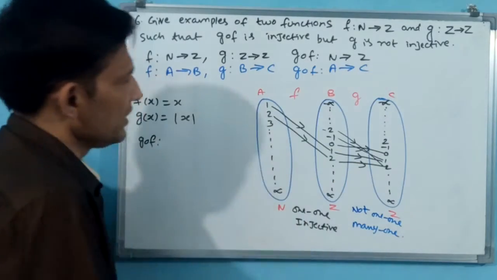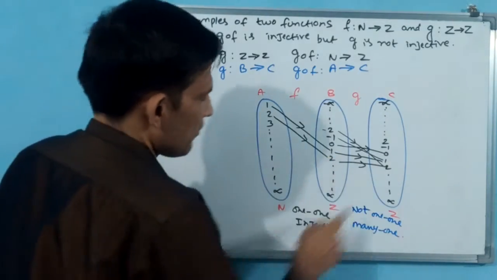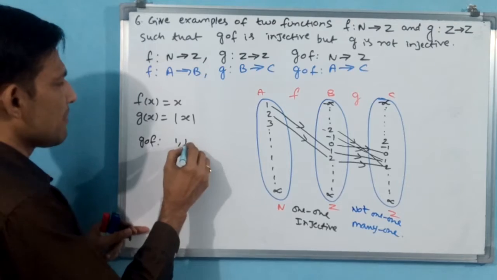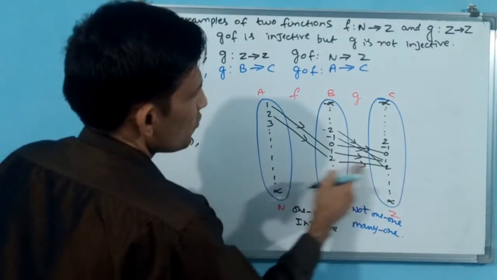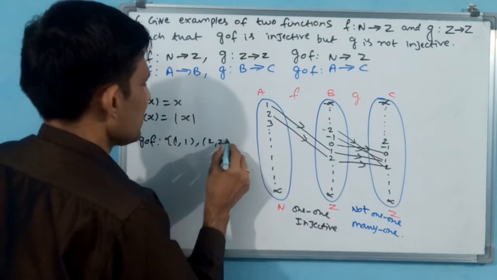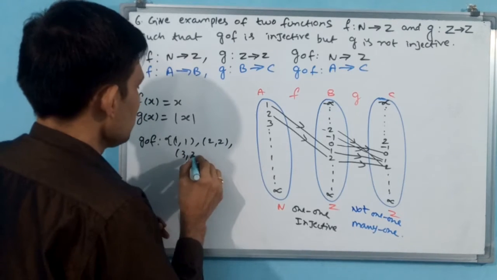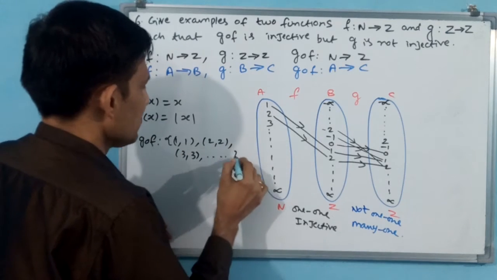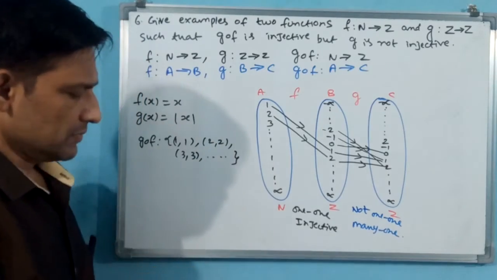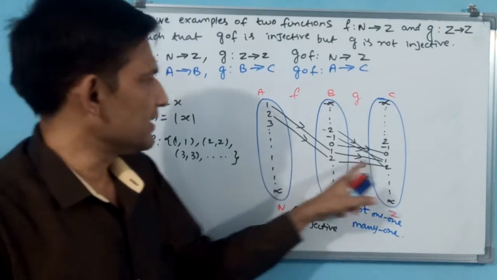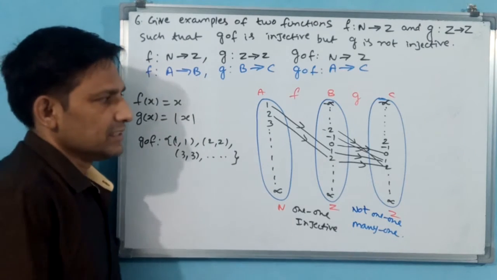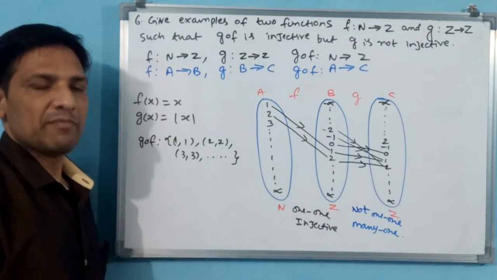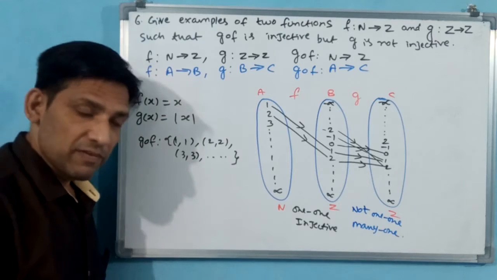I have already written. See, 1 to 1, 1 to 1, that means 1 comma 1. 2 to 2, 2 to 2, that means 2 comma 2. 3 to 3. Like that only it will come. If you observe, like that only it will come. Then what can we say? Is it 1, 1 or not? I am talking about g o f. g o f is 1, 1.